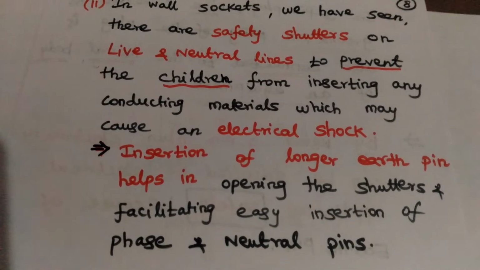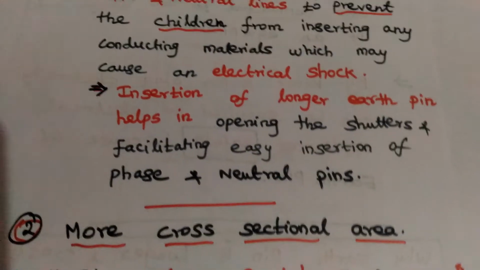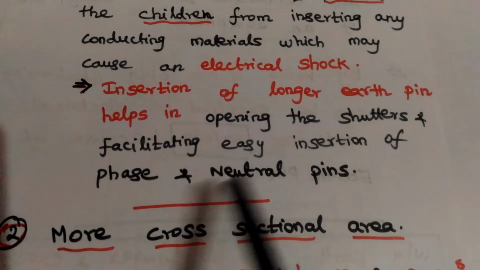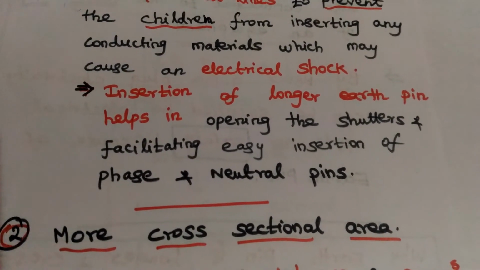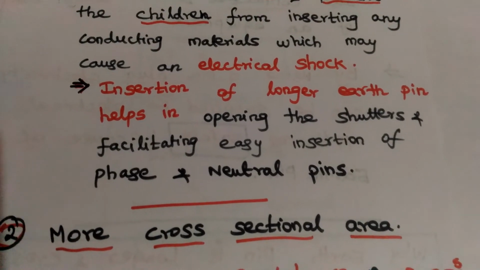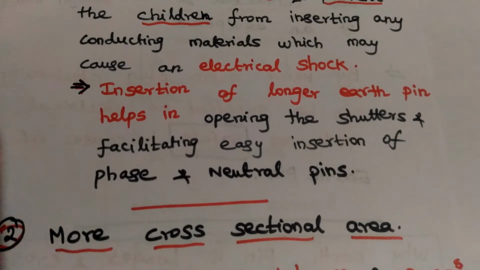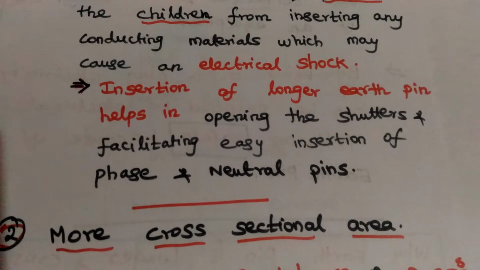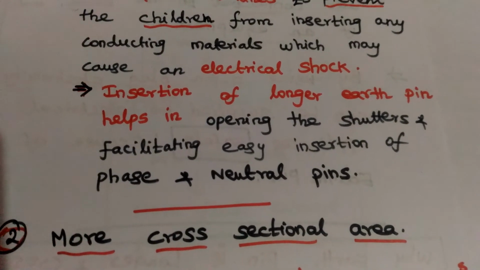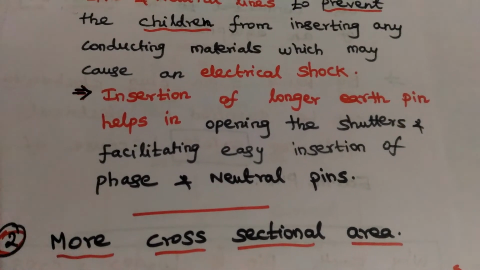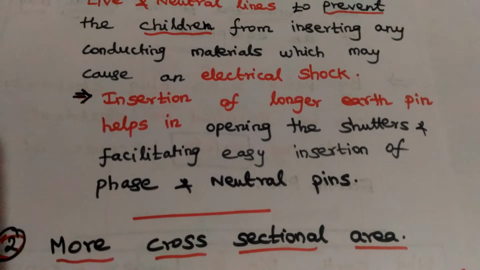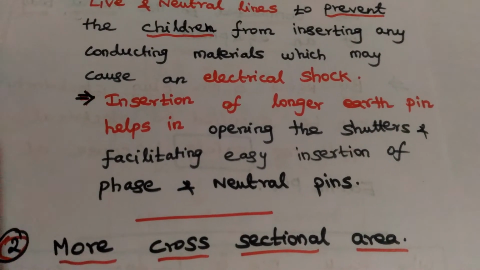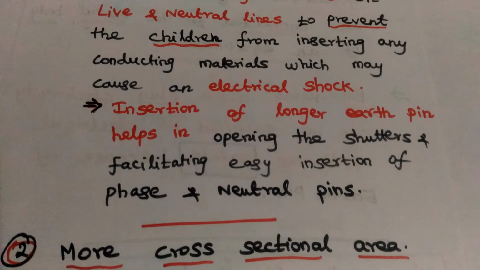To avoid that, the earth, phase and neutral pin holes are normally provided with shutters. Since the earth pin is longer, it is used to open the shutters, and it also facilitates the opening of the other shutters in the phase and neutral pins, so they can be easily inserted. So the main purpose of the earth pin being longer is to open the shutters of the phase and neutral pins.